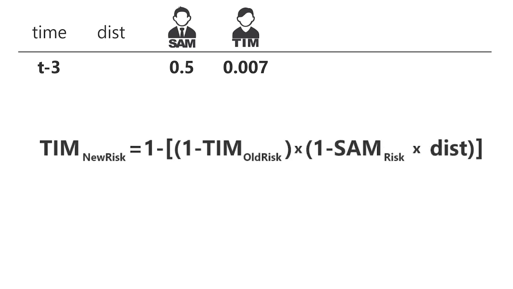So when Sam was at 50% exposure risk and no symptoms, he was in the car with Tim for 30 minutes. Of course, Tim comes with his own exposure risk since no one is ever at zero in a pandemic scenario. We express Tim's new exposure risk after this interaction as 1 minus Tim's chances of not having the virus multiplied by 1 minus Sam's risk times the interaction distance.